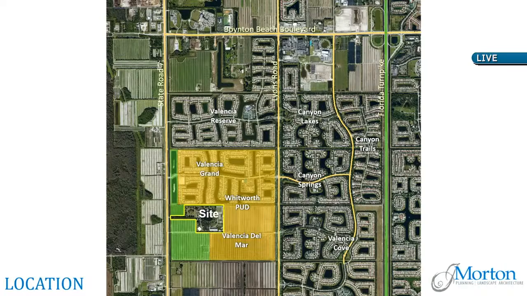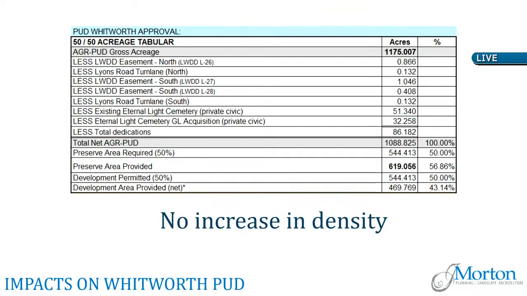To the east is Valencia Del Mar, which is currently under construction. So the only way for Eternal Light to expand, and what we're proposing to do, is for Eternal Light to expand to the west. Next slide. And so what does that look like as far as how it relates to the Whitworth PUD? And I'm going to walk through the calculations with you here.